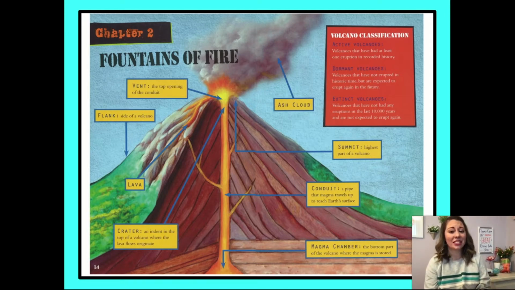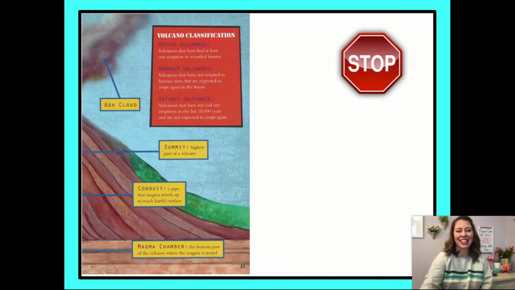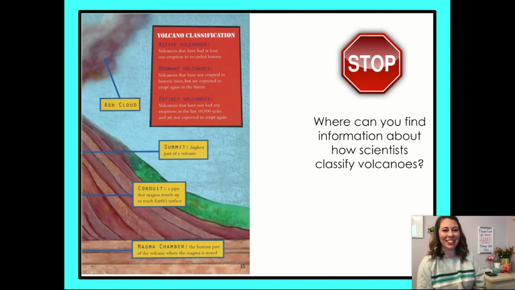And then we have extinct volcanoes: volcanoes that have not had any eruptions in the last 10,000 years and are not expected to erupt again. So we have 3 different volcano classifications: active, dormant, and extinct. Just like the dinosaurs, right? So we do have a stop and think question that we're going to answer with this. Where can you find information about how scientists classify volcanoes?